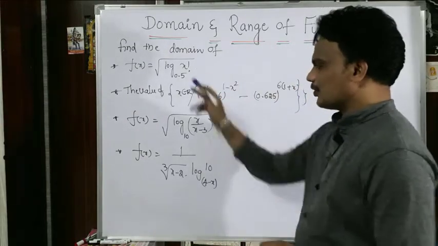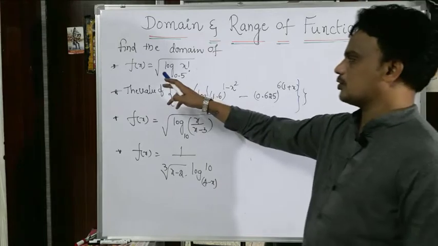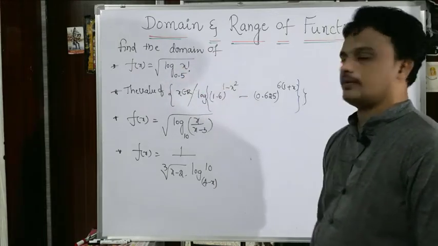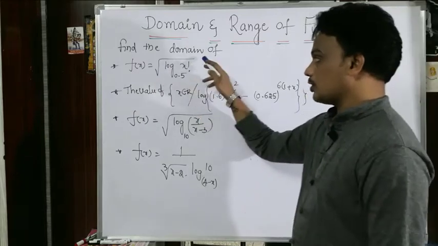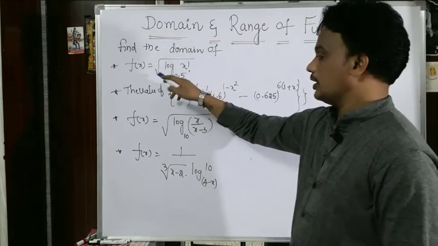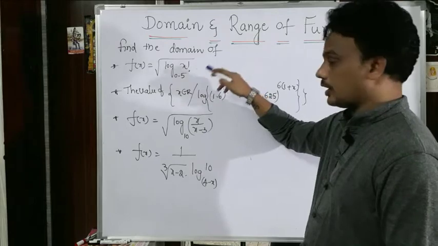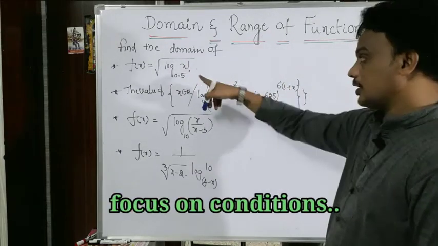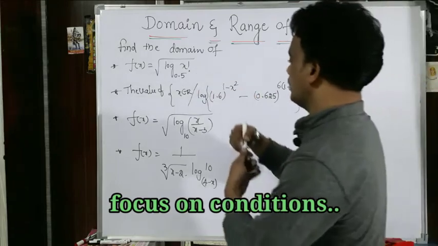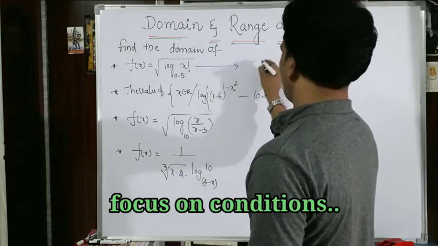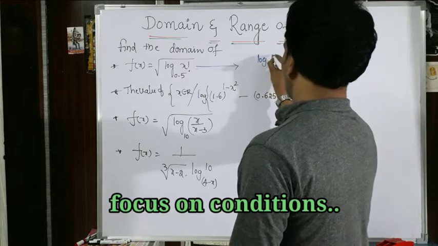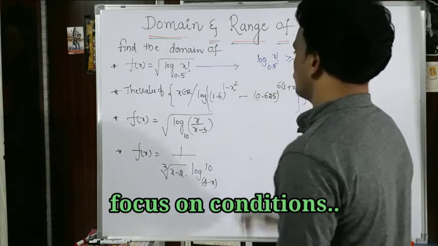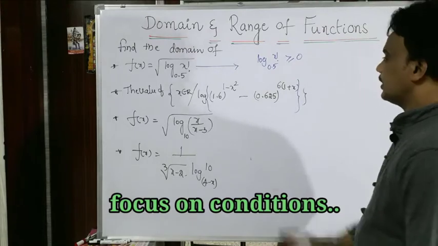Coming to the first problem: f of x is equal to square root of logarithm of x factorial to base 0.5. This is a square root, an even root. So what about the value under the square root? That should be non-negative. So for the existence of this function, logarithm of x factorial to base 0.5 should be greater than or equal to 0.